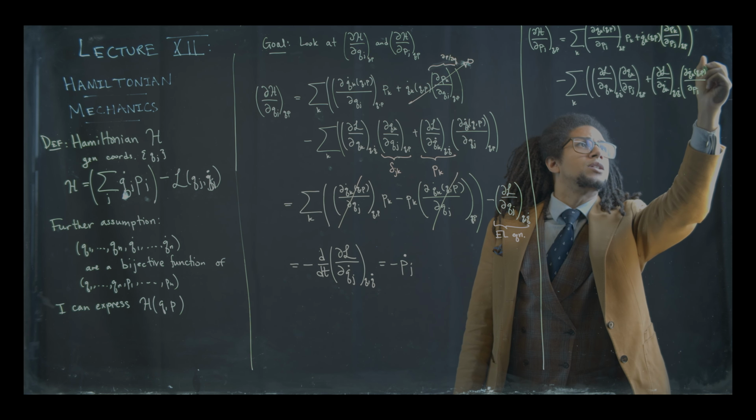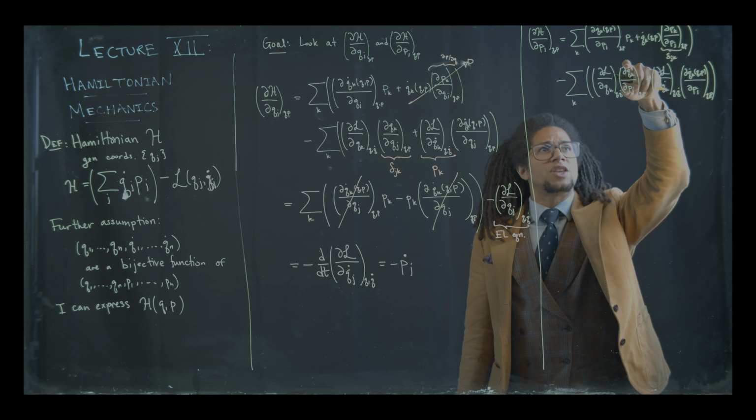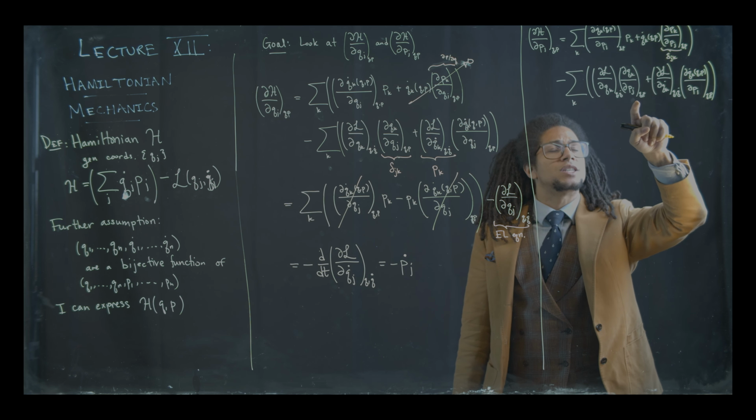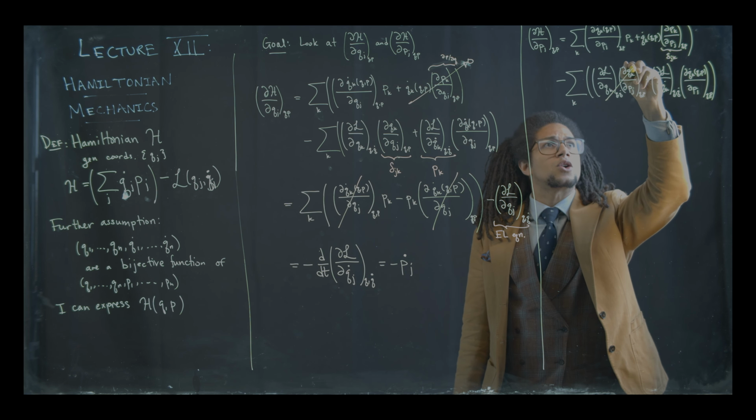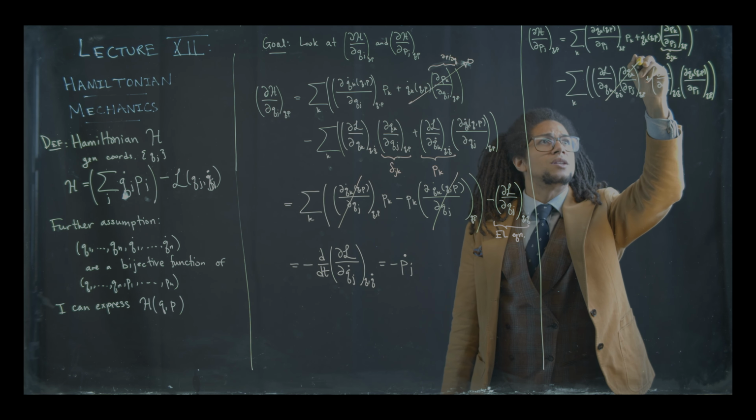Down here, we get a 0 because I'm taking the derivative of qk with respect to pj while fixing q's and p's. So this term is 0. And then, once again, I get the kth generalized momentum showing up.